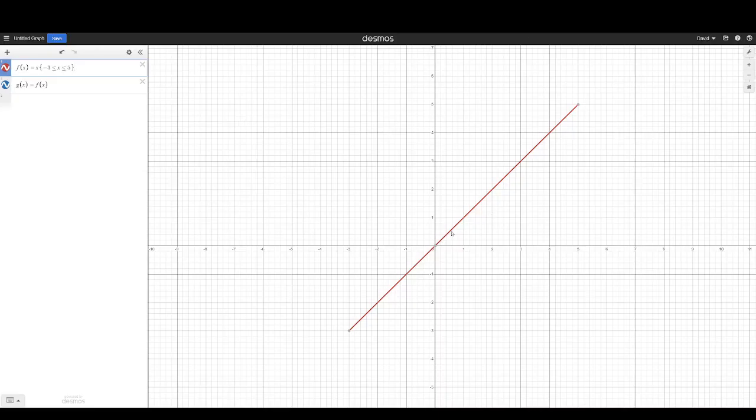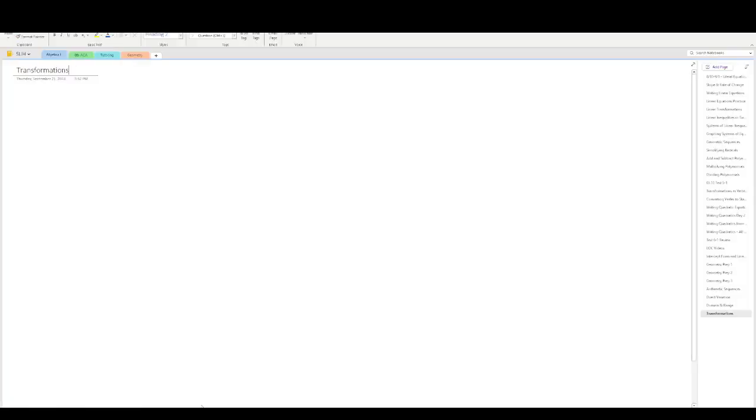So let's take a look at this line here. This is a segment of a line, and I've constrained it so that it's f of x equals x, but I've given it a limited domain from -3 to +5. That way we can see the effects that we're going to have on these. Before we do, let's go and look at some ideas behind these transformations.